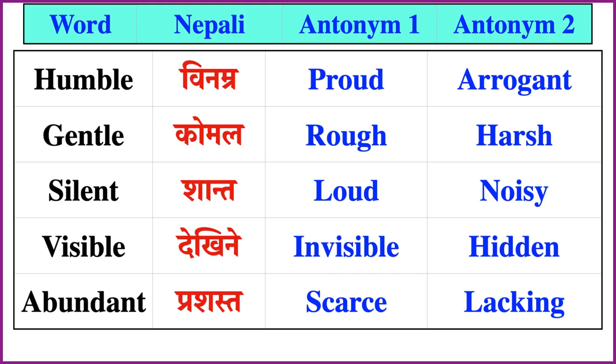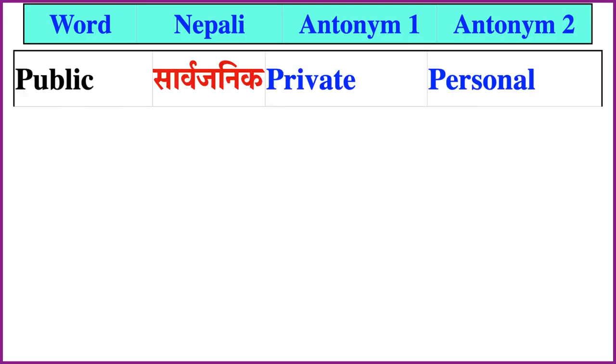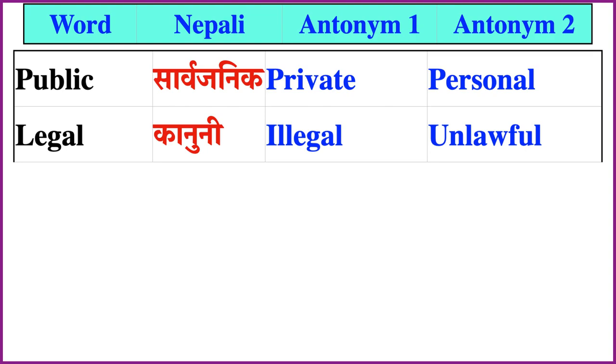Abundant भनेको प्रशस्त, and then antonyms are scarce and lacking. Public भनेको सार्वजनिक, antonyms are private and personal. Legal भनेको कानुनी, and then its antonyms are illegal and unlawful.